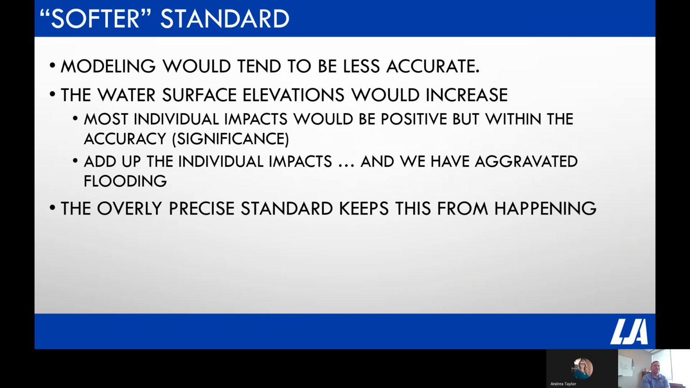And if we were allowed to have softer standards, then our modeling would tend to be less accurate because I could get away with having a 1/2 foot impact. And if I have a 1/2 foot impact and the engineer upstream of me has a 1/2 foot impact, the one downstream has a 1/2 foot impact, all of those will tend to accumulate. And at the end of the day, we're going to be aggravating flooding. So an overly precise standard keeps this from happening.